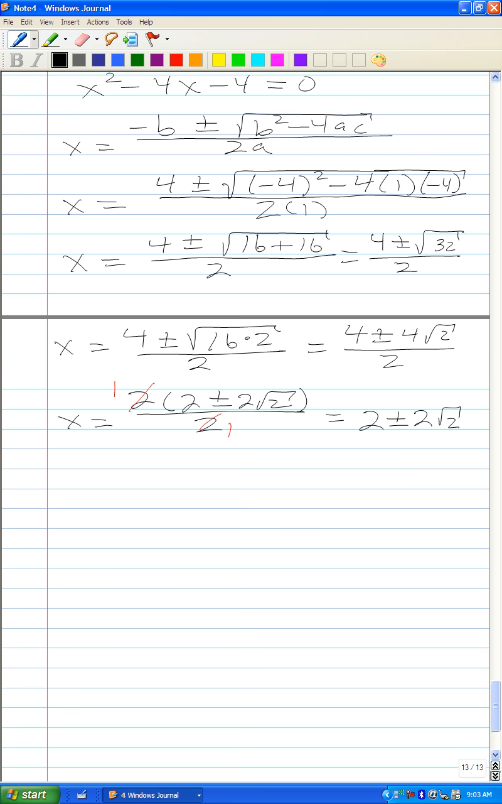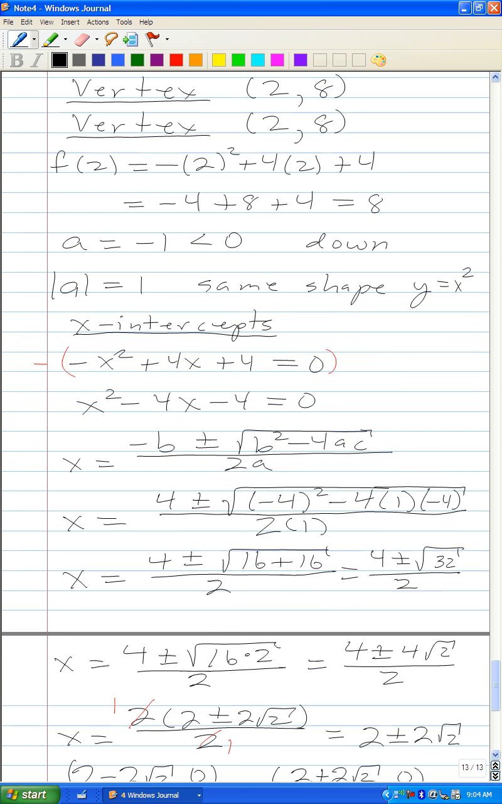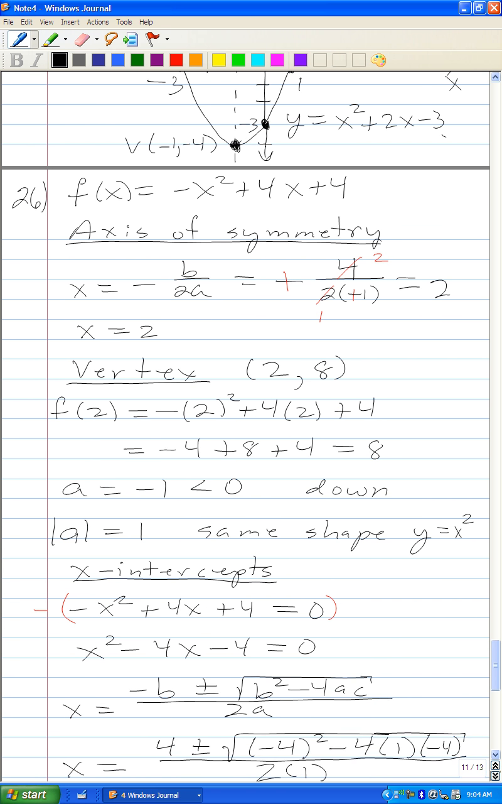So therefore, the x-intercepts are 2 minus 2 rad 2, 0, and 2 plus 2 rad 2, 0. I mean, that's obviously not nice numbers. Okay. Actually, maybe I should box all of these, so they'll be easy to find.